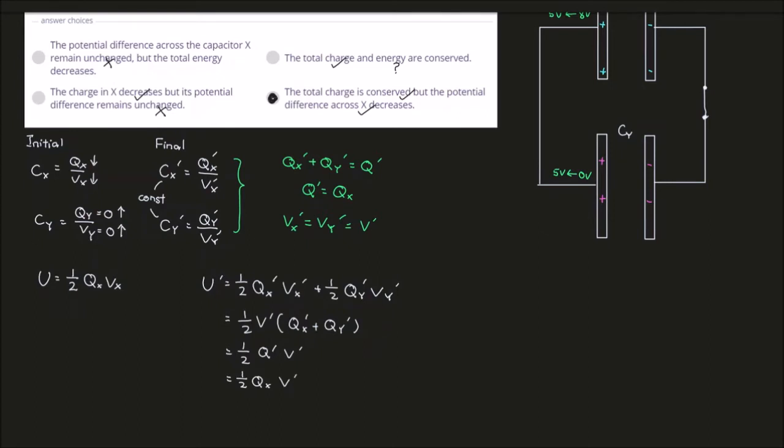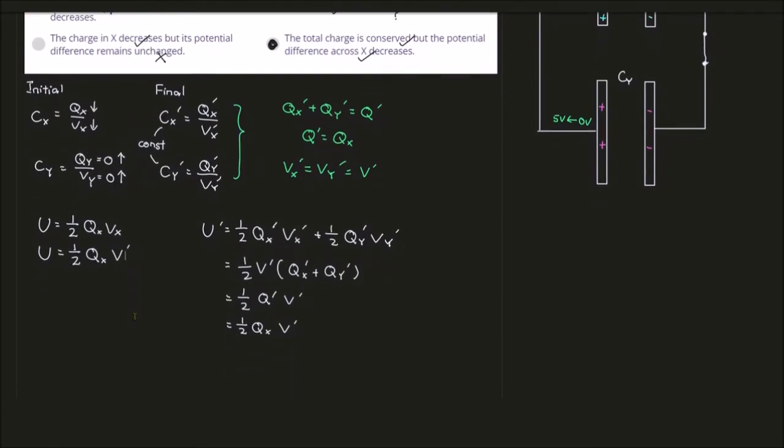Okay, so if you now put this initial and final energy in comparison side by side, you see that the only difference between them is the potential difference. For the initial situation it is Vx, for the final situation it is V prime. So I believe if you want to see whether the energy is conserved, increases or decreases, you have to find out what's the relationship between Vx and V prime. If V prime is greater than Vx, then the energy increases. If Vx is greater than V prime, then the energy decreases. If Vx is equal to V prime, then the energy remains constant. So how are we going to determine this?